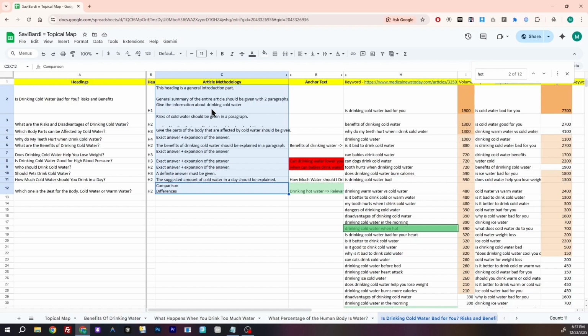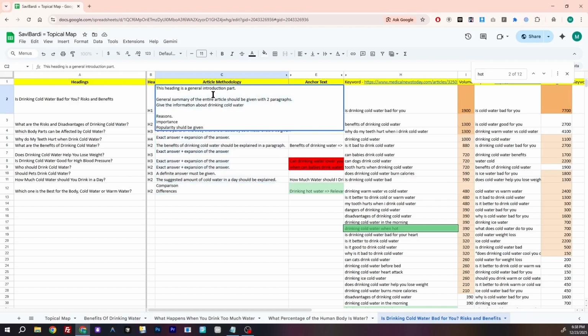For those articles that do not have much importance in our topical map, we don't go into more detail in the article methodology. So here we give the journal introduction part. The journal introduction means the extractive sentences from all the articles. And we do not go into more detail because the authors are more knowledgeable and have experience. So we just give the journal introduction.